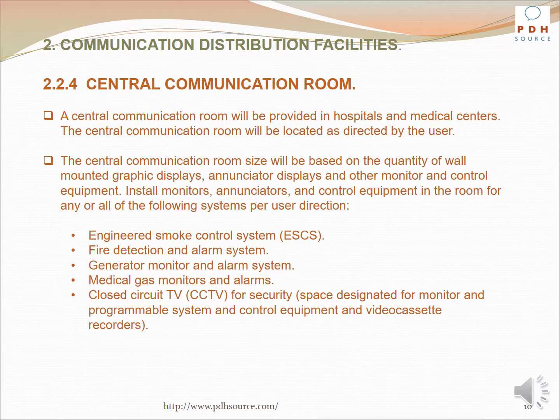Install monitors, annunciators, and control equipment in the room for any or all of the following systems per user direction: Engineered Smoke Control System, ESCS; Fire Detection and Alarm System; Generator Monitor and Alarm System; Medical Gas Monitors and Alarms; Closed Circuit TV, CCTV, for security, space designated for monitor and programmable system and control equipment, and video cassette recorders.